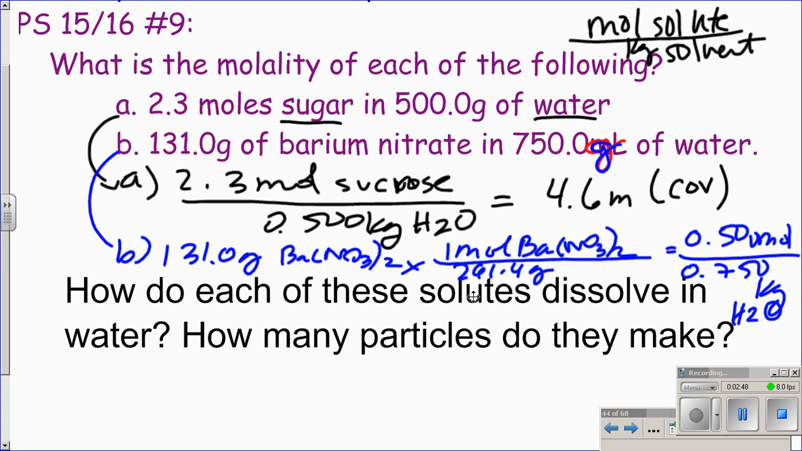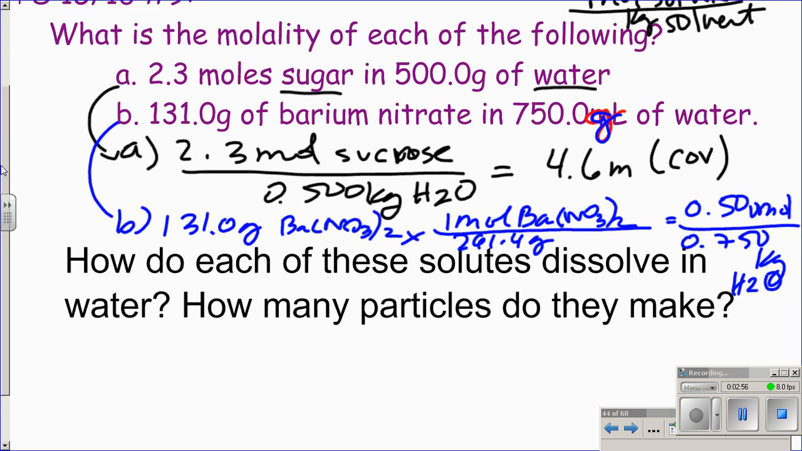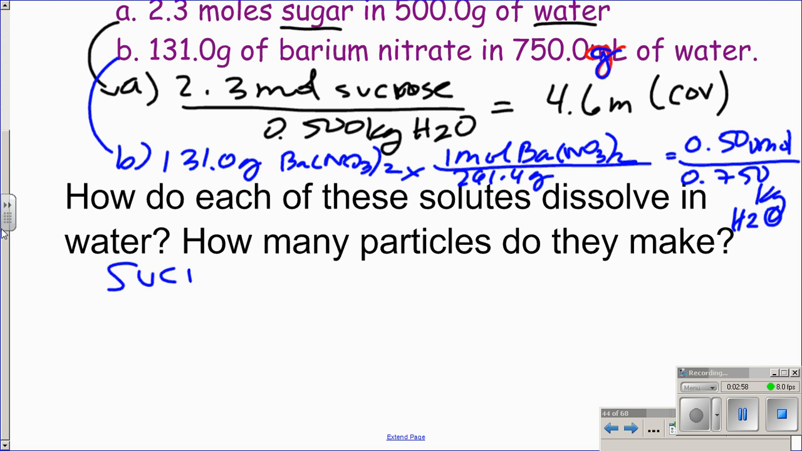Ionic. How do you know? Just by looking at it. It's a metal. If it's got barium, it's a metal. It's in the front. We got an ionic substance, right? Okay, so barium nitrate versus sucrose. So we have sucrose, which I'm going to write as glucose just for your basic knowledge. C6H12O6.